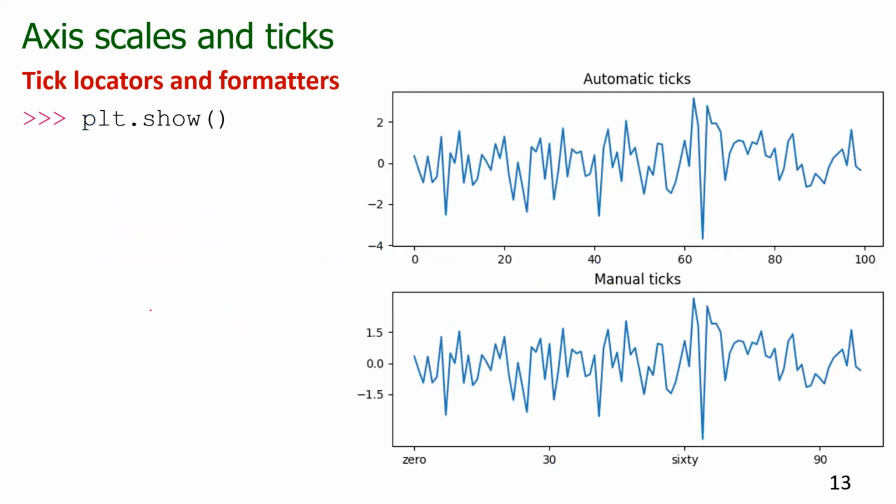Now let us see the output. plt.show. So the first one is automatic ticks. The second one is manual ticks. Manually, here we have made 0, 30, 60, 90. This was done manually labeled. This is automatically labeled.